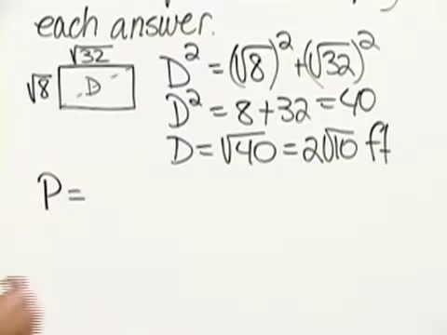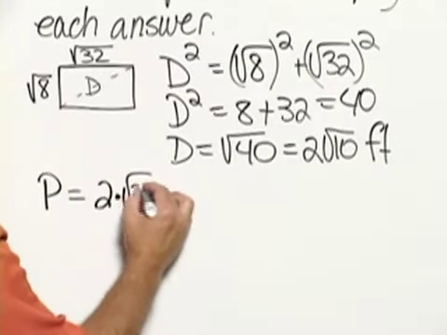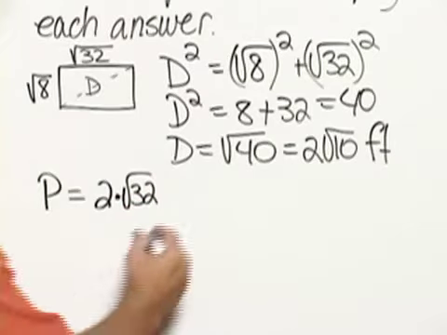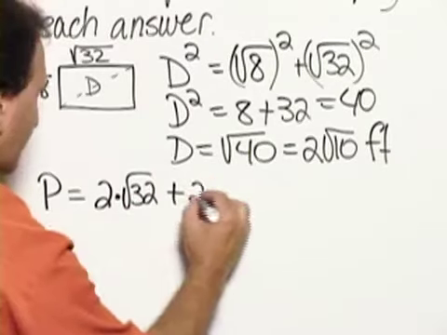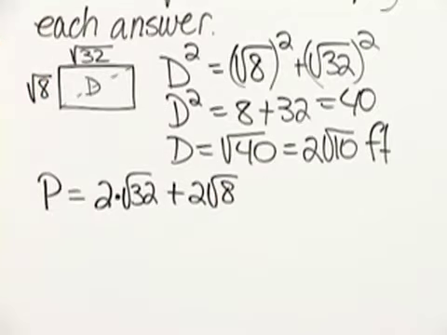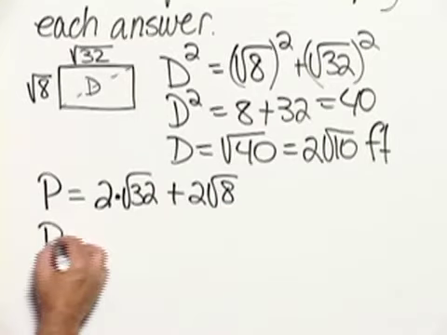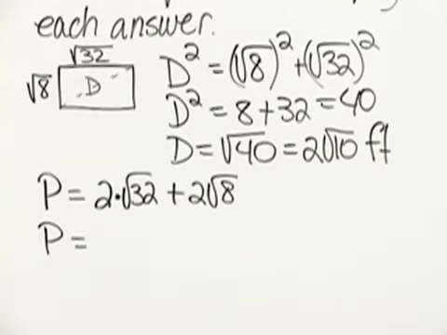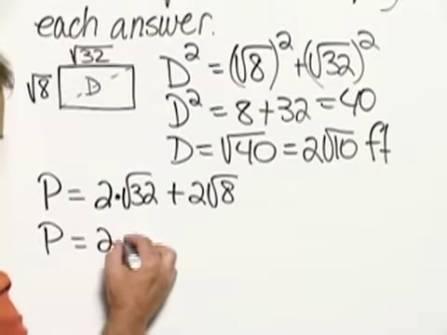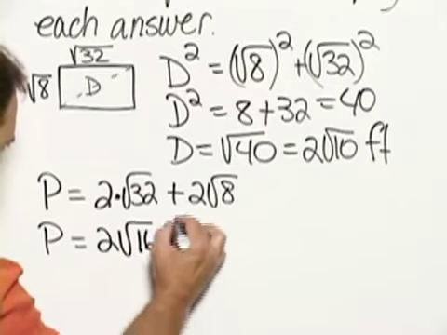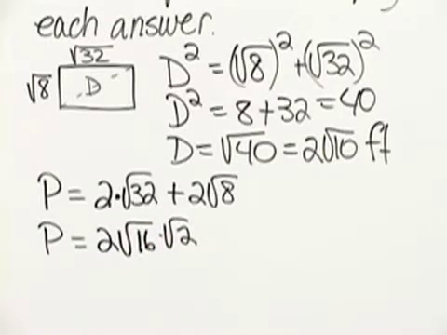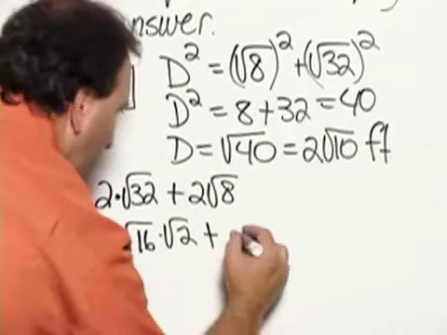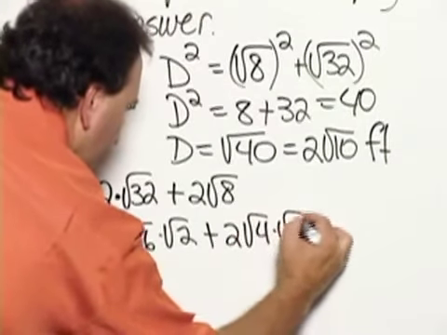Remember, perimeter is twice the length, so 2 times the square root of 32, plus twice the width, 2 times the square root of 8. We can simplify the square root of 32 as well as the square root of 8. So the perimeter is, well, 32 is 16 times 2, and the square root of 16 is 4, which we'll do in a moment. So that's 2 times the square root of 16 times the square root of 2, plus, now the square root of 8 is the square root of 4 times the square root of 2.